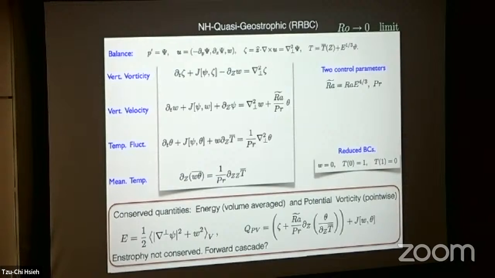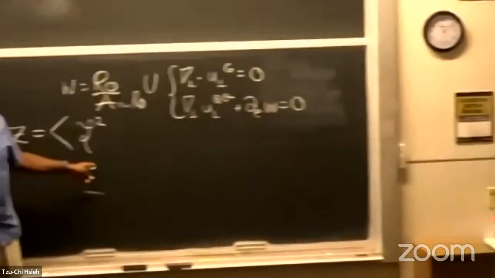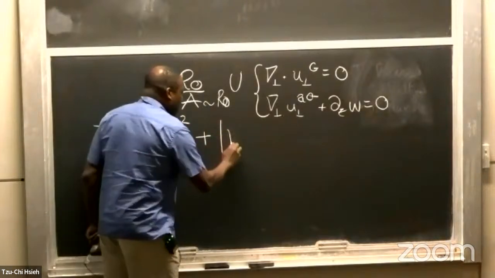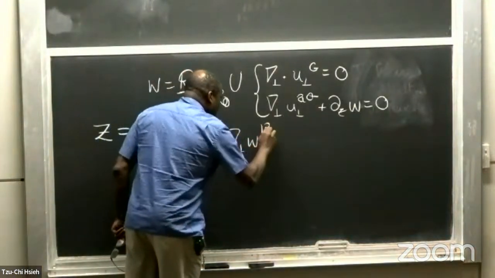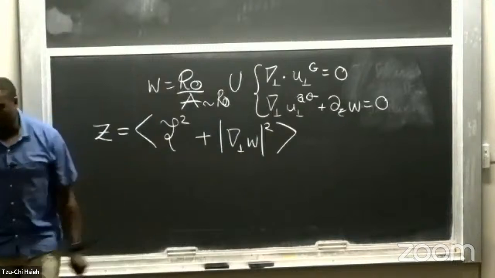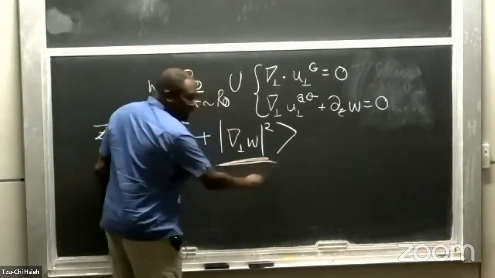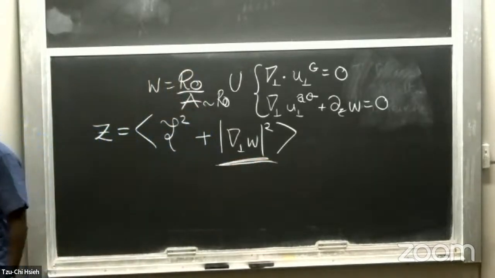So I didn't really define entropy in this thing. But if you do the volume average entropy, for typical QG it would just be this; in QG it will be the potential vorticity. Well, I'm going to write it like this. But in this case, you're doing the vorticity squared. So that's just the vorticity squared that I've written here. You find that this thing destroys the conservation of entropy.